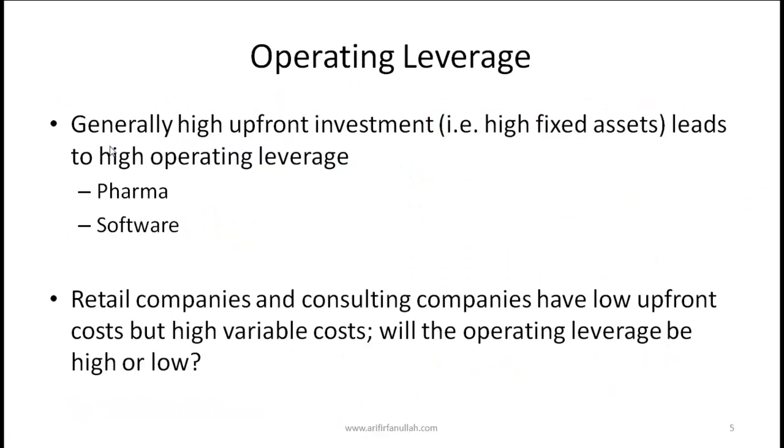Operating leverage. So generally high upfront investment, so high fixed costs, which is what we just talked about, leads to high operating leverage, and we will see this in pharmaceutical companies, software companies, where the fixed costs are very high and the variable costs are low compared to selling price, so the contribution margins are higher. Retail companies, consulting companies, etc. have relatively low upfront costs but high variable costs, and hence the operating leverage for these companies will be low.